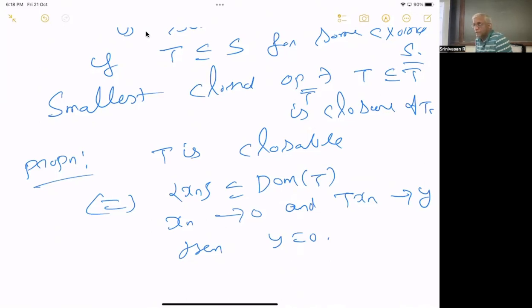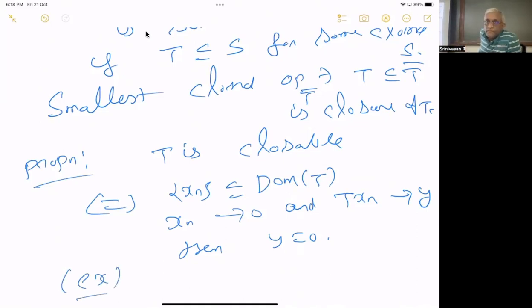Of course, if it is closable, this is clear. Closable means its closure is given by an operator. That means x_n converges to 0, T x_n converges to y means (0, y) is in the closure, which is given by an operator. By the previous statement, y has to be 0. I just quickly say the thing and you get convinced. This is an exercise.